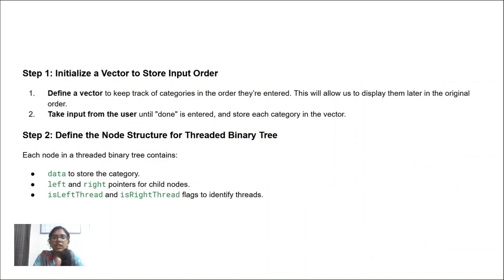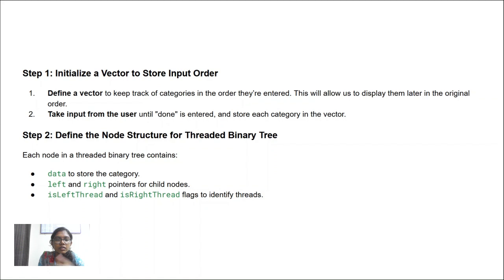The first step is to initialize a vector to store the input order, in which we first define a vector to keep track of the categories in the order they are entered. This allows us to display them later in the original order. Take input from the user until done is entered.